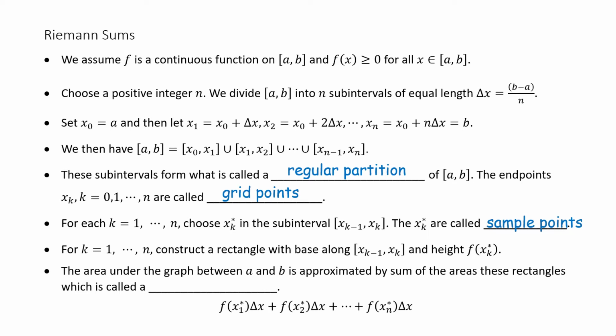For k equals 1 to n, construct a rectangle with the base along the closed interval from x sub k minus 1 to x sub k and height f of x sub k asterisk, that sample point. The area under the graph between a and b is approximated by the sum of the areas of these rectangles. This is called a Riemann sum.